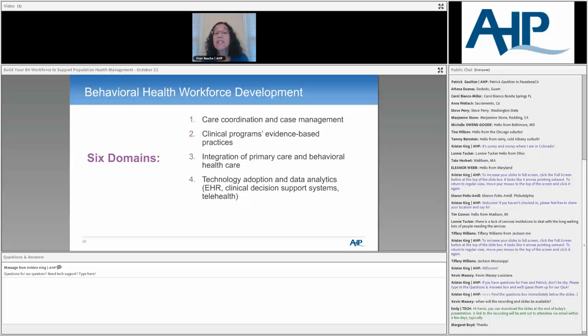The fourth domain is technology adoption and data analytics. This can be everything from electronic health records, clinical decision support systems, and telehealth. A robust population health management initiative or strategy requires analytics staff who understand behavioral health clinical measures to support point-of-care decision-making and process improvement.